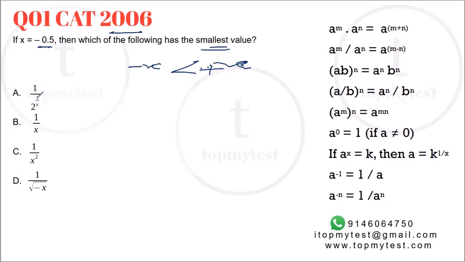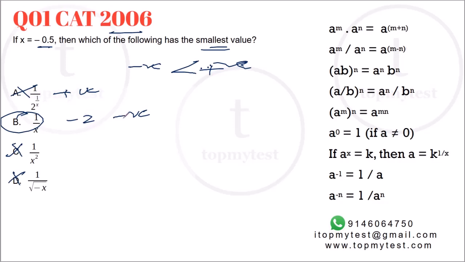A is 1 by 2 to the power minus half. Whatever be the power, because the base is 2, whatever power you raise it to, it is going to be a positive number. So this is going to be positive. 1 by minus half will be minus 2, which is negative. So obviously B is going to be lesser than A. Let's look at C. X square again becomes positive. Inverse of a positive number will still be positive. Out. Minus x again will be positive. Square root of that will be positive. Option B will be a correct choice.